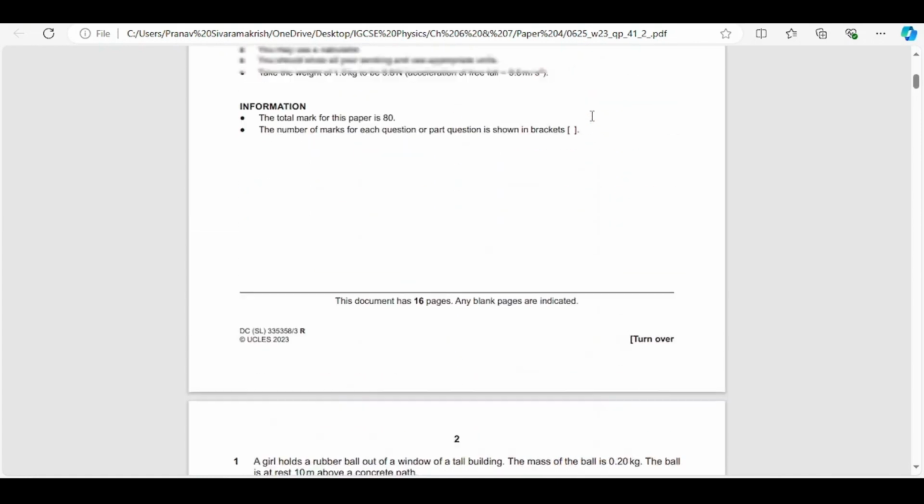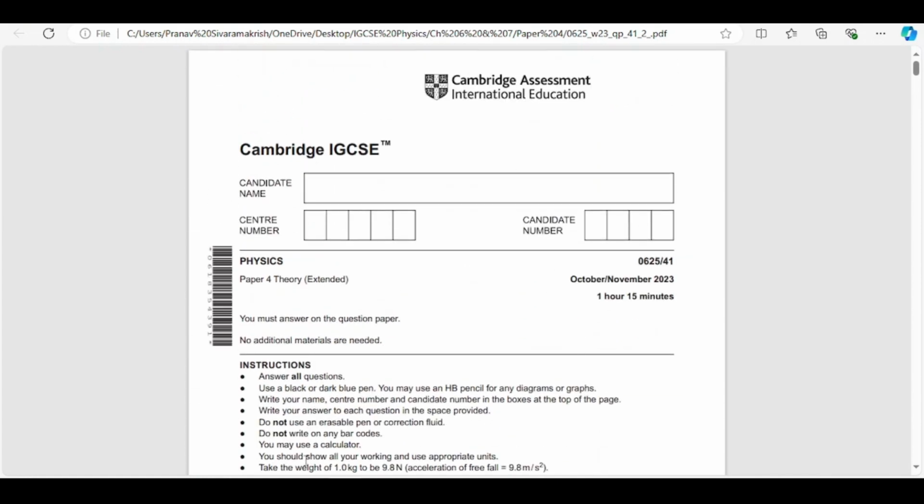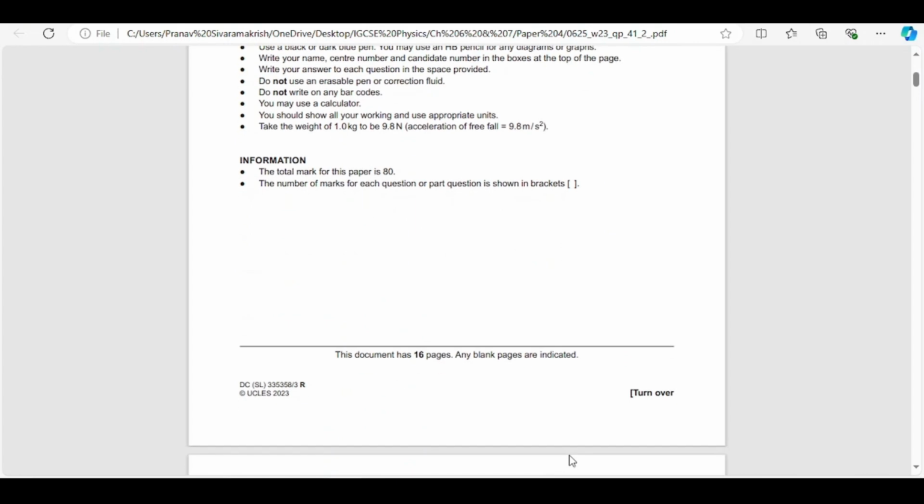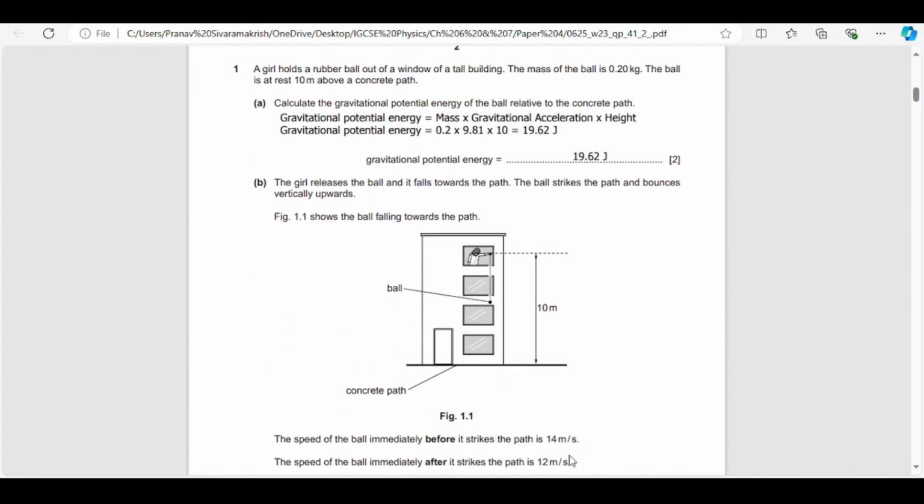of the paper. So usually in your very first sheet, it will ask you to take the weight of 1 kilogram to be either 9.8 newtons or 10 newtons. So it's something that you need to check. Usually if your paper is after 2023, it will be 9.8 newtons. But if it is before that, then you would have 10 newtons unless they've changed something to the curriculum.